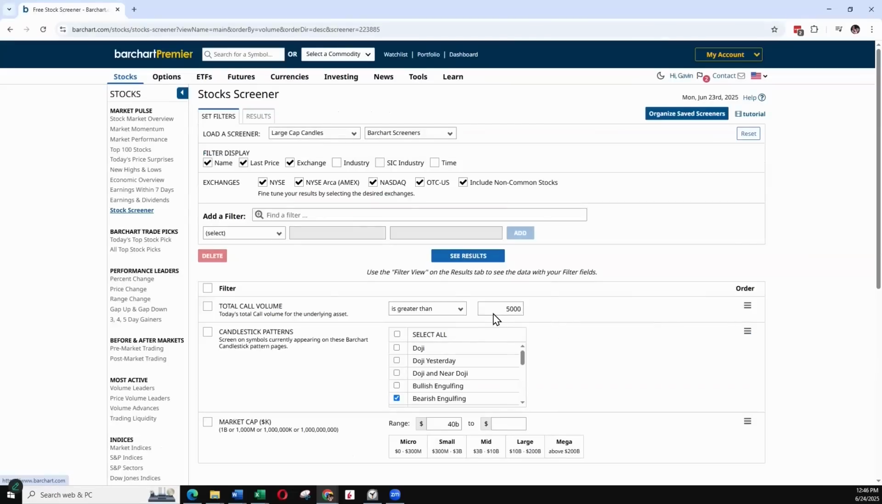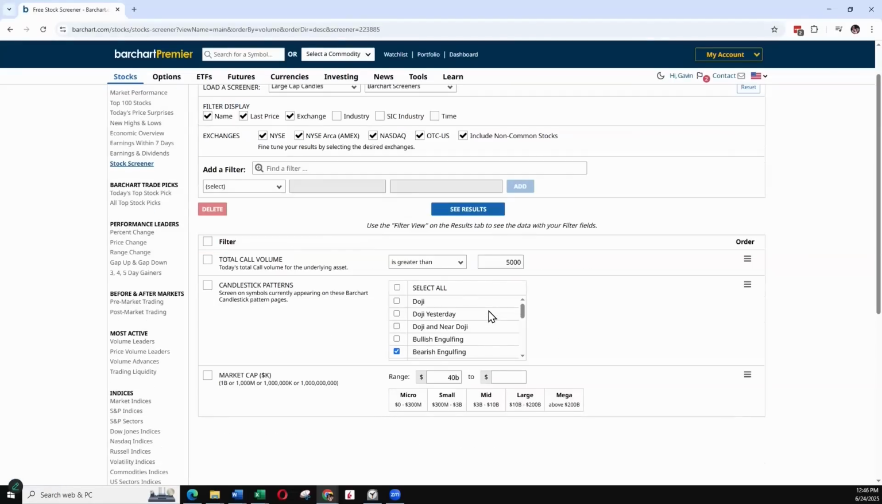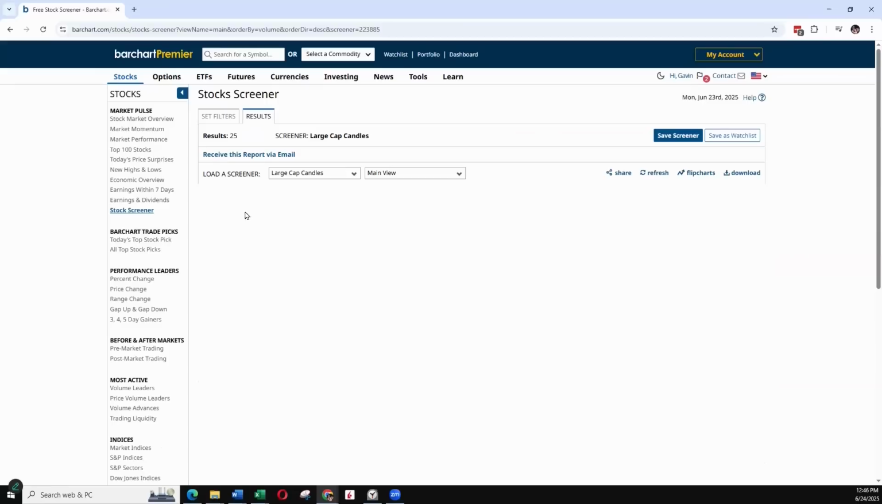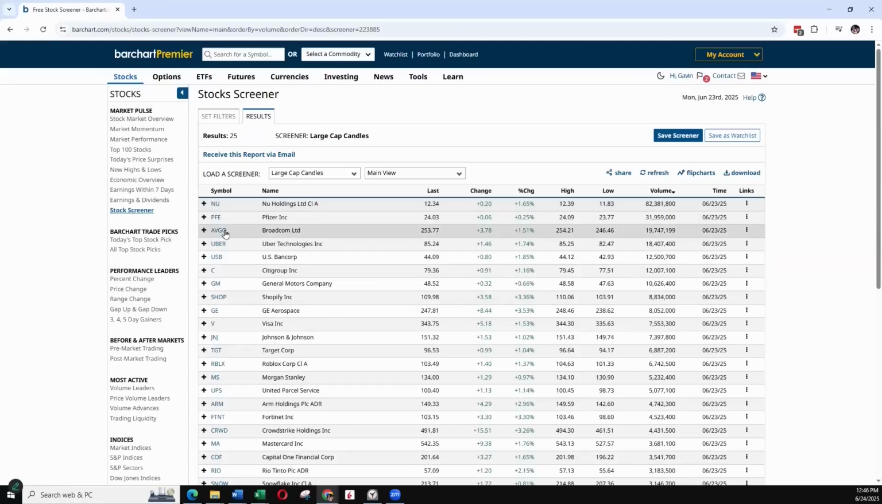Now we've got lots of different candlestick patterns that we can look for here. My two favorite, the bearish engulfing and the bullish engulfing. So let's have a look at the bullish ones. And again, a couple of good candidates here. AVGO, let's have a look at that one.